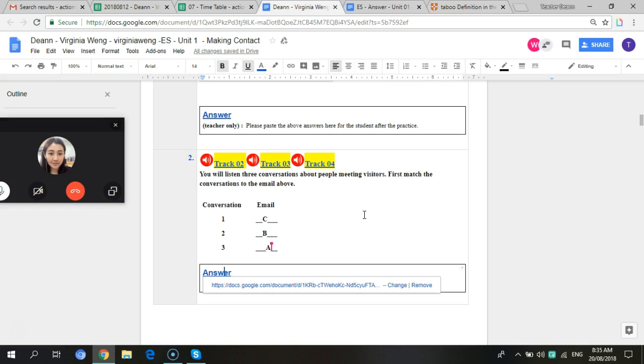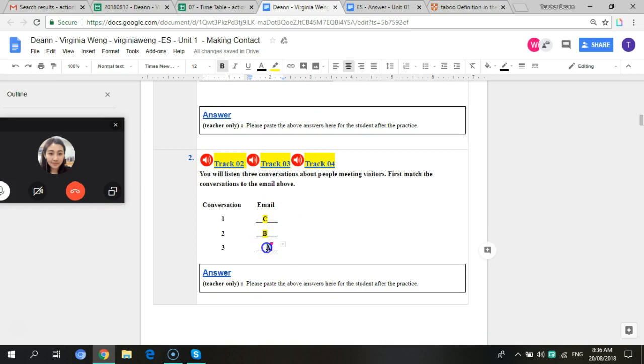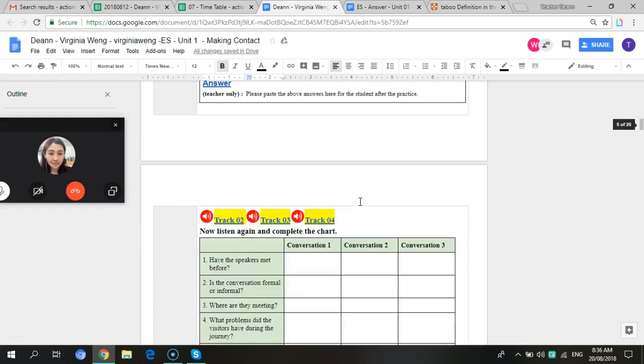Okay, so are you already done now? The first one is letter C, and that is correct. The second one is letter B. And the last one is letter A, which is the most formal of all the conversations. In each conversation, you can hear the tone of the voice, whether they are formal or not. So you can easily tell that. Now listen again and complete the chart.